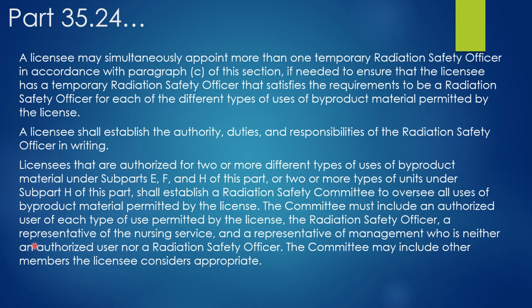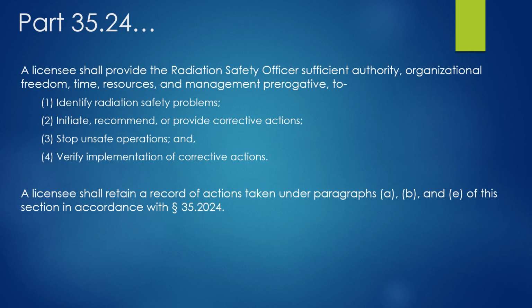Licensees that are authorized for 2 or more different types of byproduct material must establish a radiation safety committee. And then again, this is in part 35, where it tells us it has to include an authorized user, radiation safety officer, a representative from nursing, a representative from management, and then they can also appoint whoever they consider appropriate. And like I said, that is usually representatives of each diagnostic modality, but not always. So remember we talked about this in part 35, where it says that the facility has to give the RSO the ability to do their job.